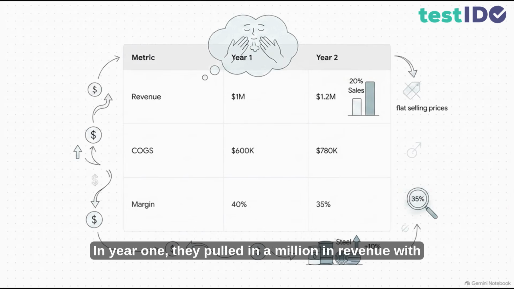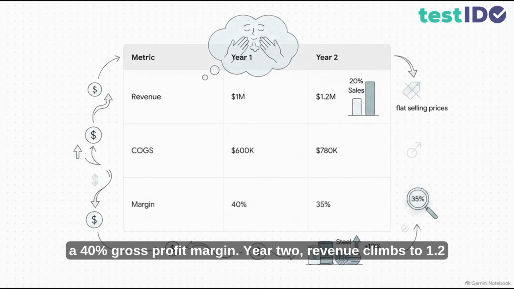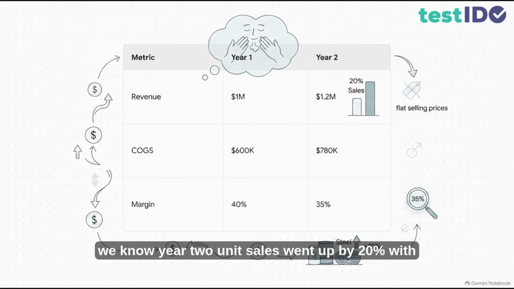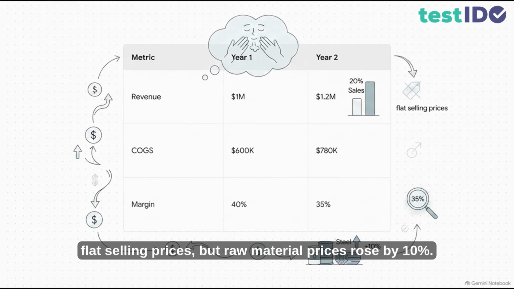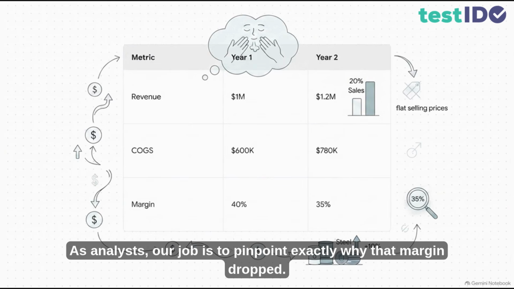In year 1, they pulled in $1 million in revenue with a 40% gross profit margin. Year 2, revenue climbs to $1.2 million, but look at that. The gross margin dropped to 35%. Now, behind the scenes, we know year 2 unit sales went up by 20%, with flat selling prices, but raw material prices rose by 10%. As analysts, our job is to pinpoint exactly why that margin dropped.